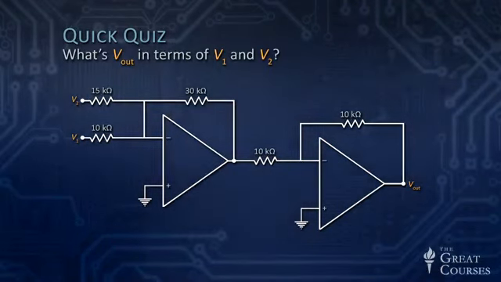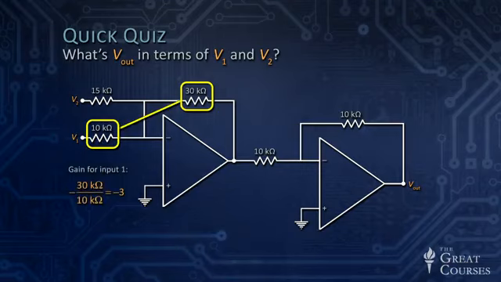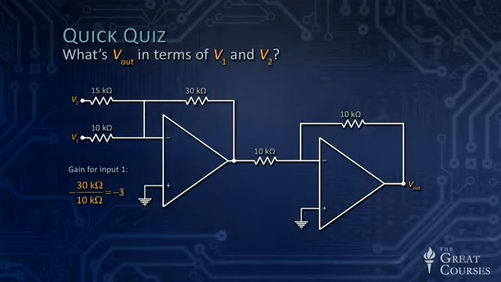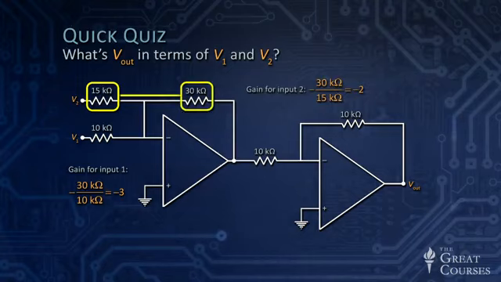Okay, well, here we have what input 1 sees. It sees 10 kilo ohms and 30 kilo ohms, so it basically has a gain of 3. Let's look at the other two resistors. The V2 resistor is 15 kilo ohms. It goes to the same 30 kilo ohm feedback resistor. That's a gain of 2, or rather minus 2.